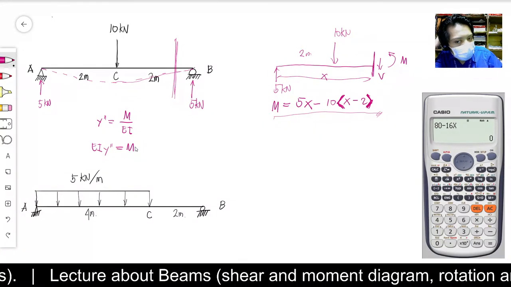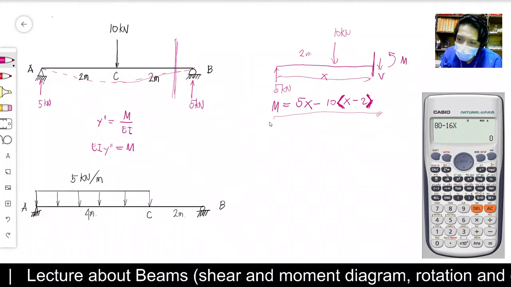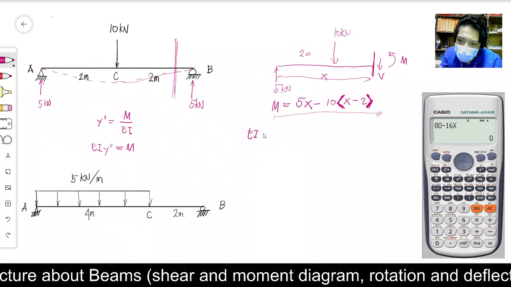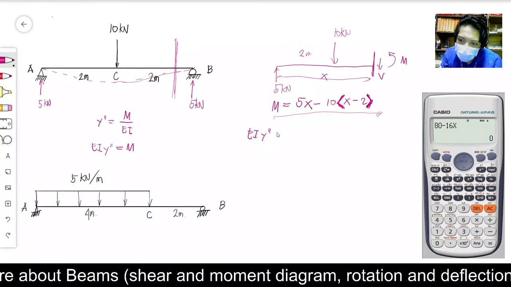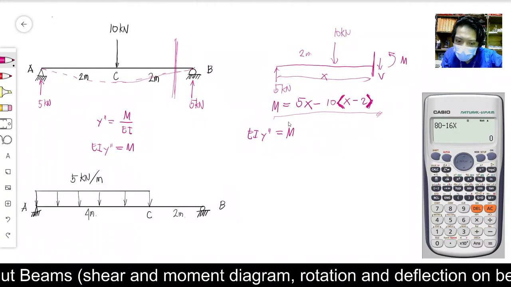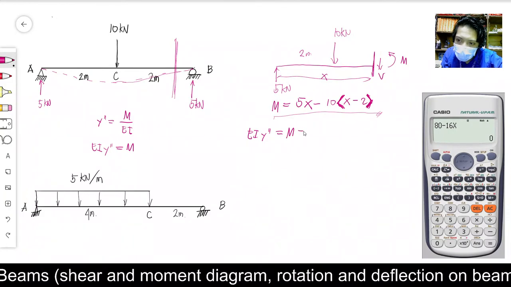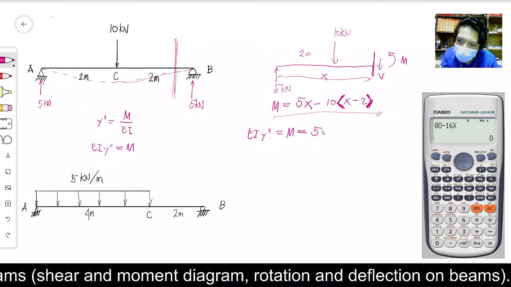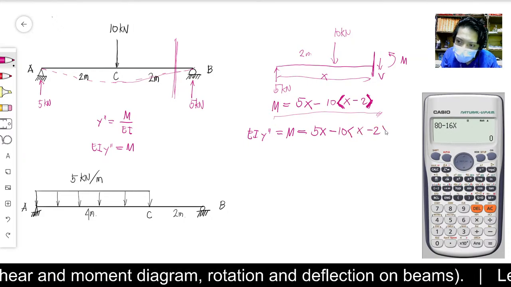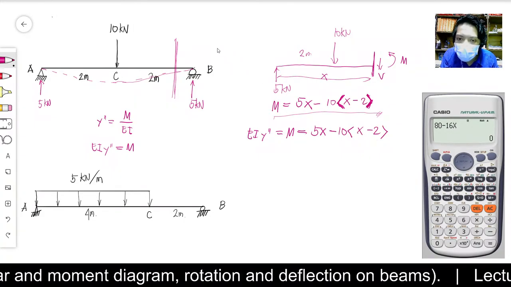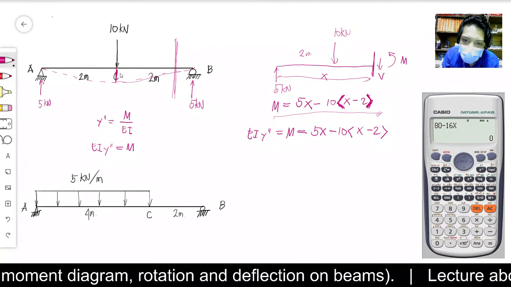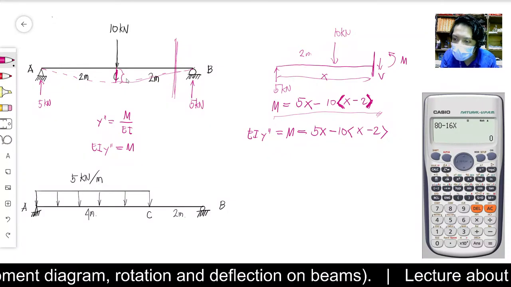EI y double prime is equal to M. Okay, so let me write it here. EI y double prime is equal to the moment. And the moment is, what is the moment? This is equal to 5x minus 10 times (x minus 2). Take note, what we are looking for is the deflection at the midspan. This is the distance we are looking for.